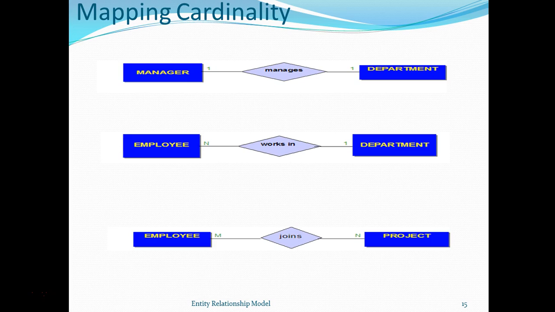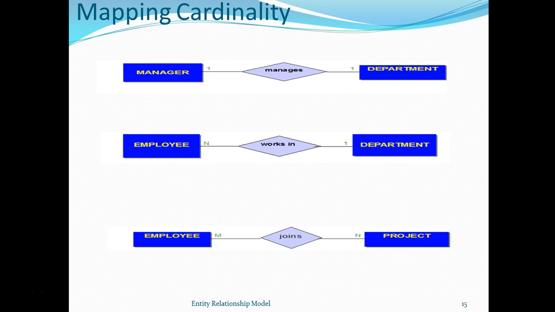Now here we can see that manager and department are two separate entities and they are related with the relationship manages. If we look at the cardinality, at the manager side we have digit 1, and at the department side we also have digit 1. So this is 1 to 1. That means we have one manager for each department, or for each department we have one manager. The relationship is manages and the cardinality is 1 to 1.